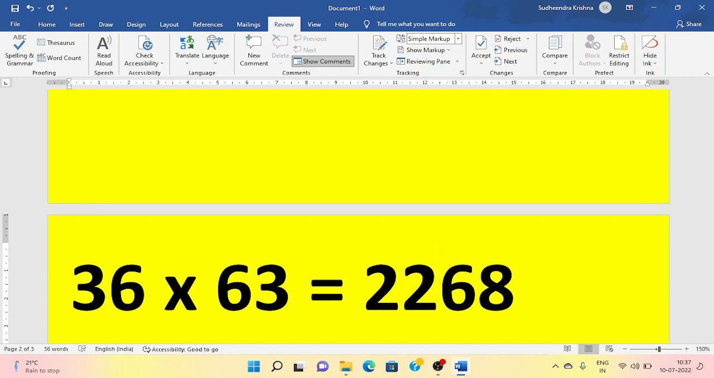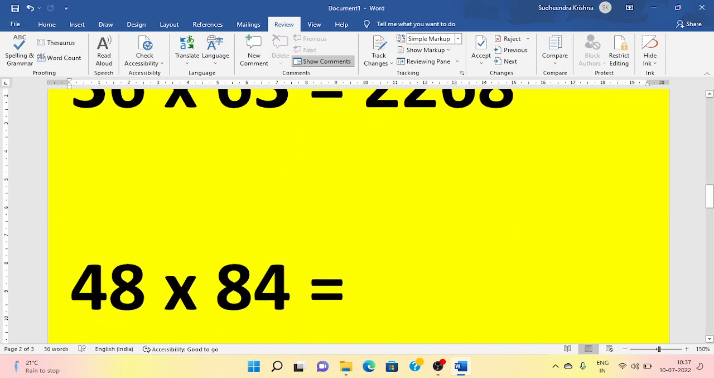So always remember, when you are multiplying two numbers, if you get a 2 digit number, you put the rightmost digit on the right side and you carry over the left digit to the number on the left side. It's as simple as that. Now let us do the next problem.